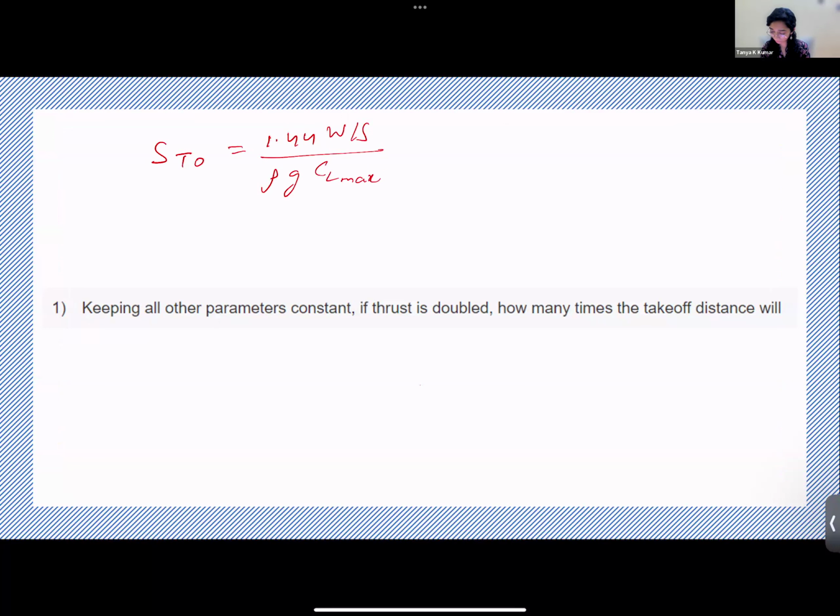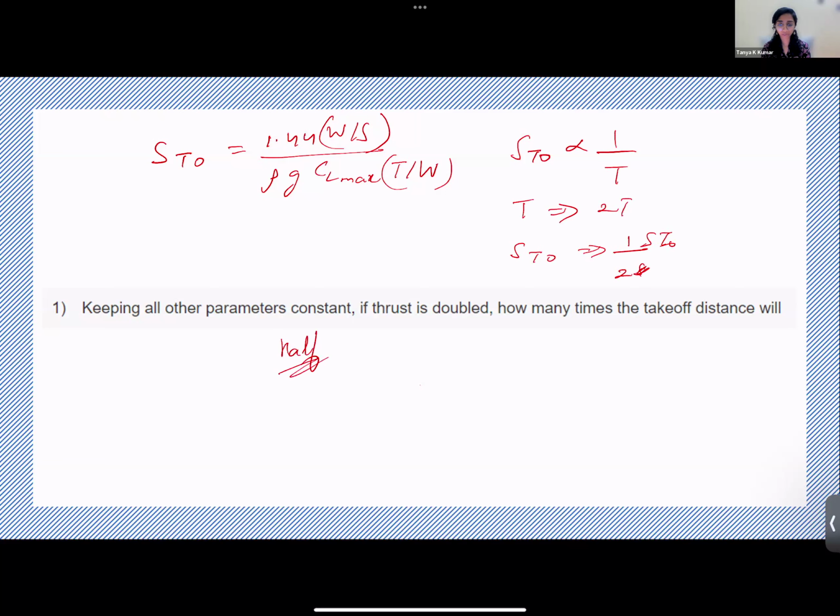So here you have thrust loading. In this question, they've asked about thrust. As takeoff distance is inversely proportional to thrust, if the thrust is doubled, S takeoff becomes 1 by 2 of S takeoff. So it becomes half.